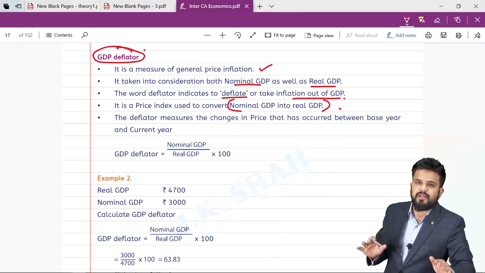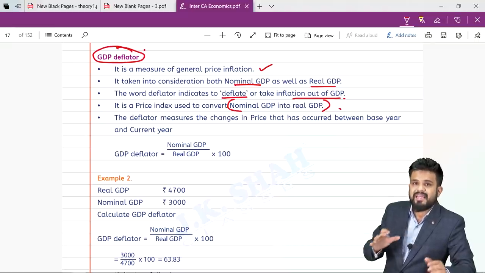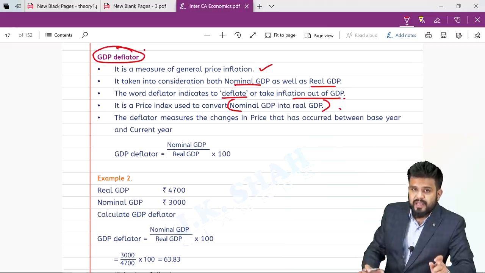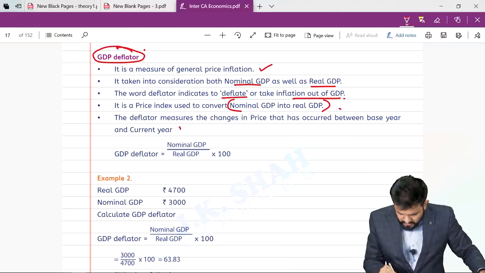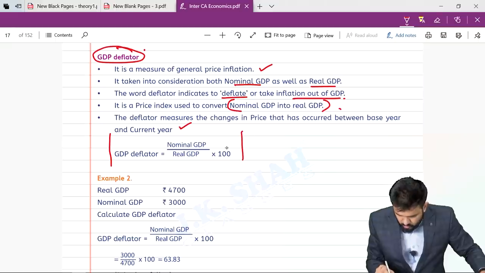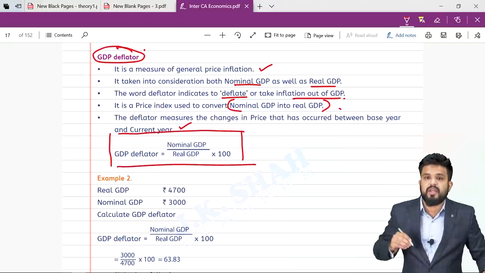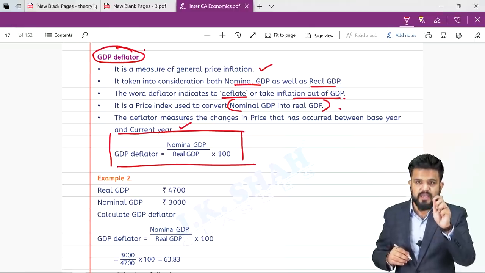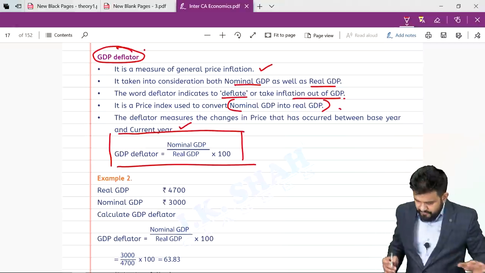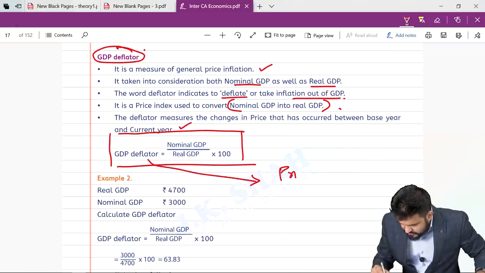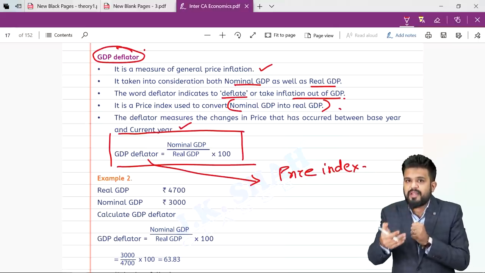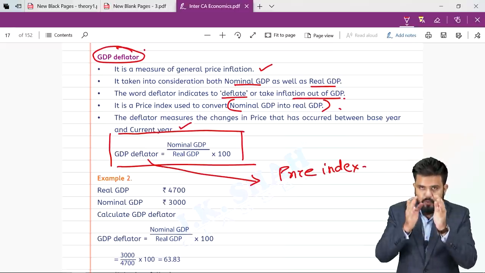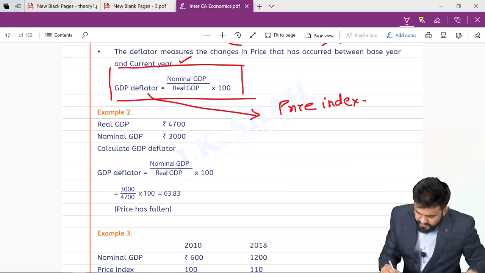In very simple language, it helps you calculate the change in the level of price which has taken place between the base year and the current year. That is what is written here, and I request you all to learn the formula by heart. Either a theory question or a 1-2 marks numerical sum they may ask, they would say calculate GDP deflator. GDP deflator is also known as price index. Either they will tell you to calculate price index or calculate GDP deflator, both are one and the same. Below you can see a very simple question.